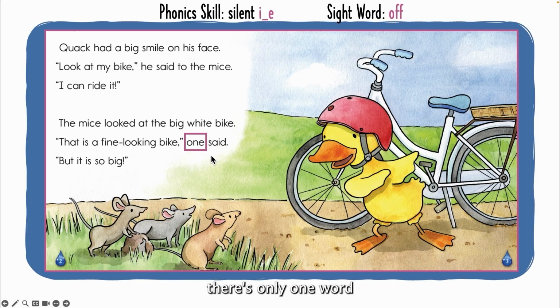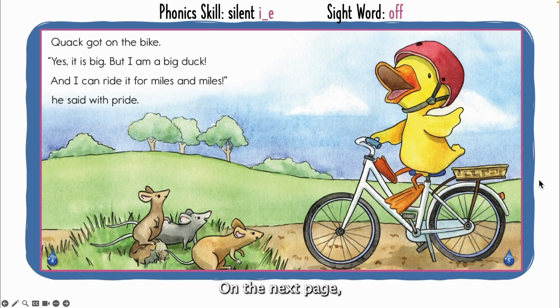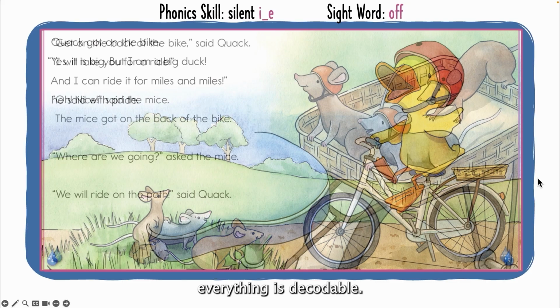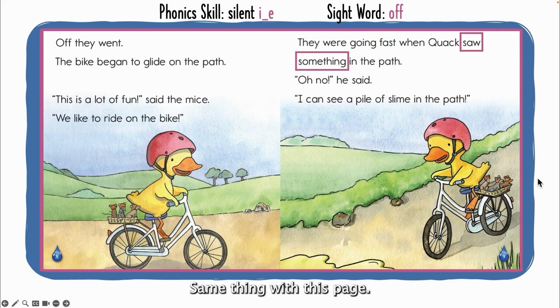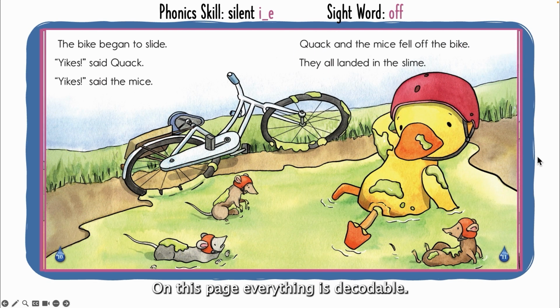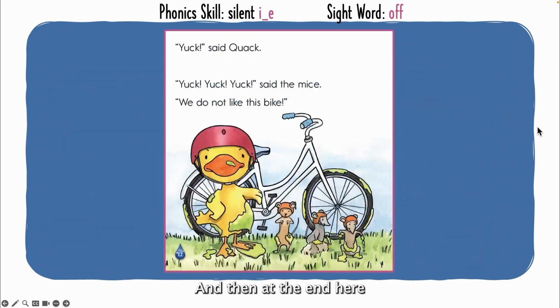So on this page, there's only one word that's not decodable, and that's the sight word one. On the next page, everything is decodable. Same thing with this page. On page 9, there are two additional sight words that haven't been taught yet, so we're going to consider those non-decodable, and that's the words saw and something. On this page, everything is decodable, and you can see that something happened here with the bike. They slid into some slime. And then at the end here, you can see how they feel about that, and there's some great opportunities for comprehension building conversations.